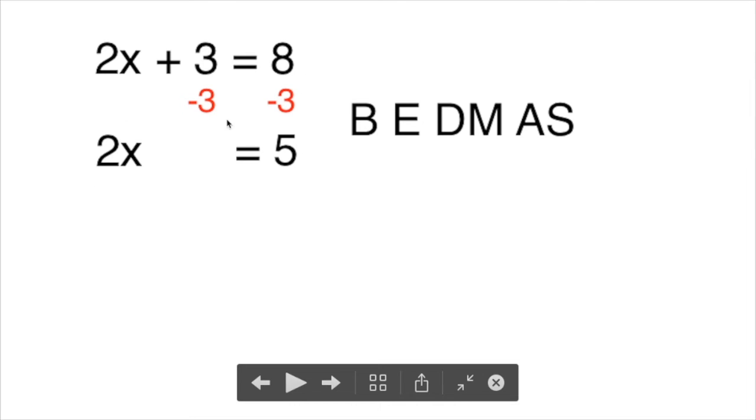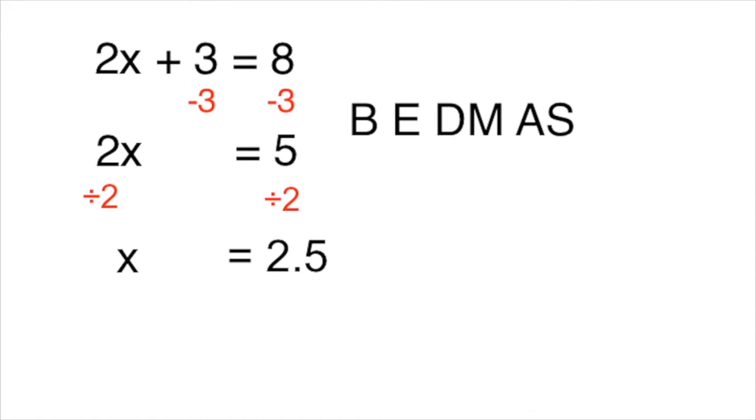Now we have a one-step equation. So we know how to solve that. 2 times x is 5. So get rid of the 2. 2 times x. So do the opposite of multiplying. Divide. Divide both sides by 2. 2 divided by 2 is 1. So you have 1x, which we just write as x. And then 5 divided by 2 is 2.5. So there's our answer, 2.5.